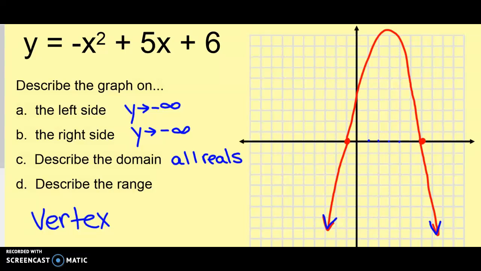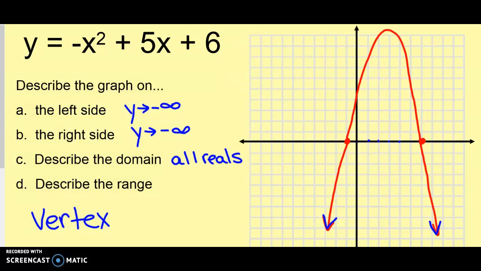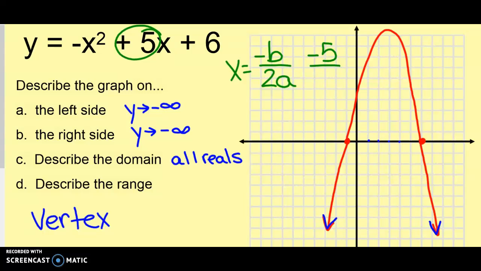Uh-oh, we have a problem. Let me show you what we got. We've got two values for a maximum: 2 is at 12, and 3 is also at 12. So that's not going to give us our vertex. We've got to do the shortcut method here and find it by putting it into this formula: x is equal to the opposite of b over 2a. So we want the opposite of 5, so -5 over 2 times -1. Oh, I'm sorry, 2 times -1 is going to be -2. Well, -5 divided by -2 is 5/2, or 2.5.